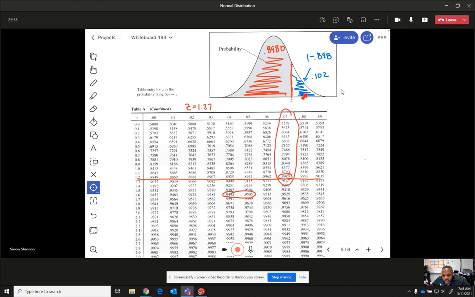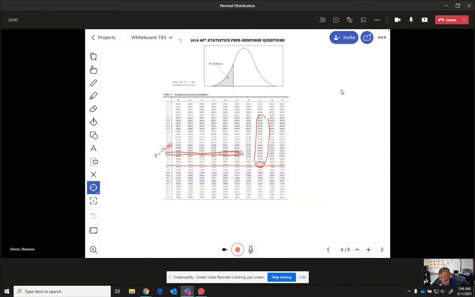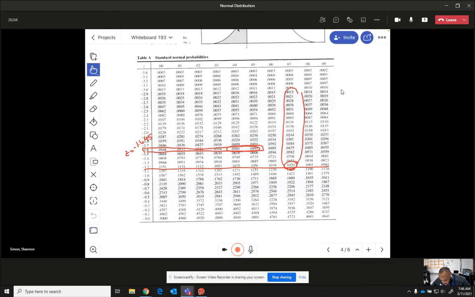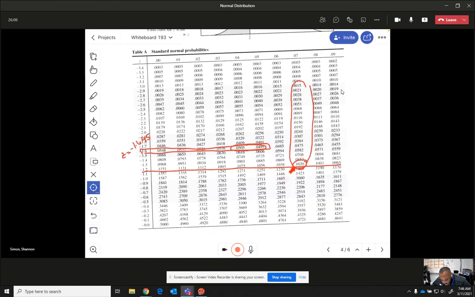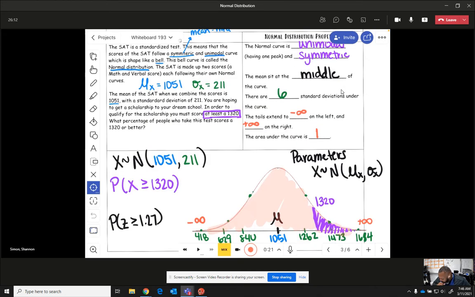And that answer makes a lot more sense. And remember, a simpler way to do this was to actually just look at the negative version of that. If you look at your negative version, negative 1.27, you get this value here, 0.1020. So we can do it that way too. But what I want to do now is get away from the tables. In order to get away from the tables, I want you to use your calculators.